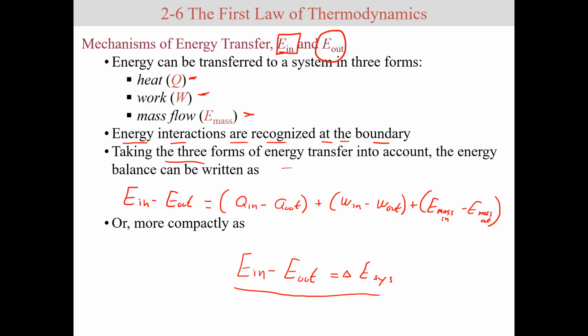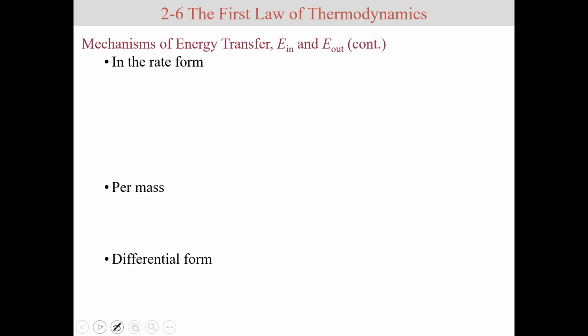Now this can be written in rate form, per mass form, and differential form, right? Rate form meaning if I have a process occurring where I have energy in watts being transferred constantly into the system and energy in watts being constantly transferred out of the system, causing some increase in energy of the system per time, I would write it in that form.